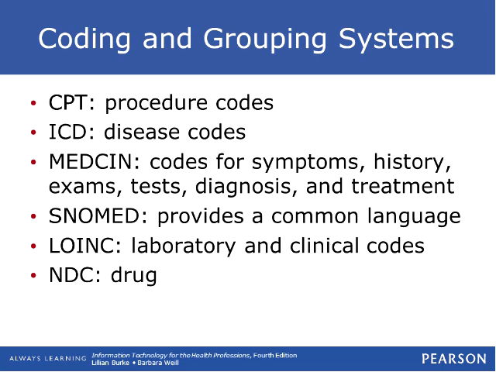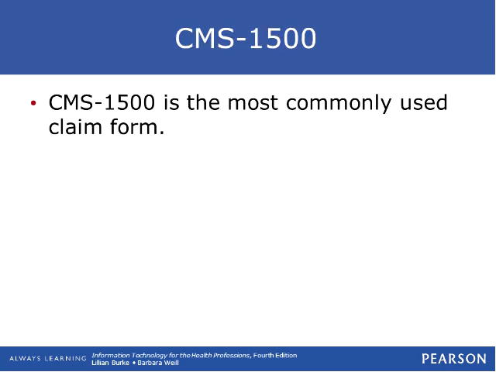So we look at coding and grouping systems. We have CPT codes, which are procedural codes, and ICD-9s, well, ICD-10s now, but ICD codes, which are disease codes. So we have procedure codes, disease codes. We have medicine, which are codes for symptoms, and history, exams and tests, diagnostics, diagnosis and treatment. We have SNOMED, which provides a common language. And we have LOINC, which is laboratory and clinical notes. And we have NDC, which is a drug area. So all these are codes coded within a system.